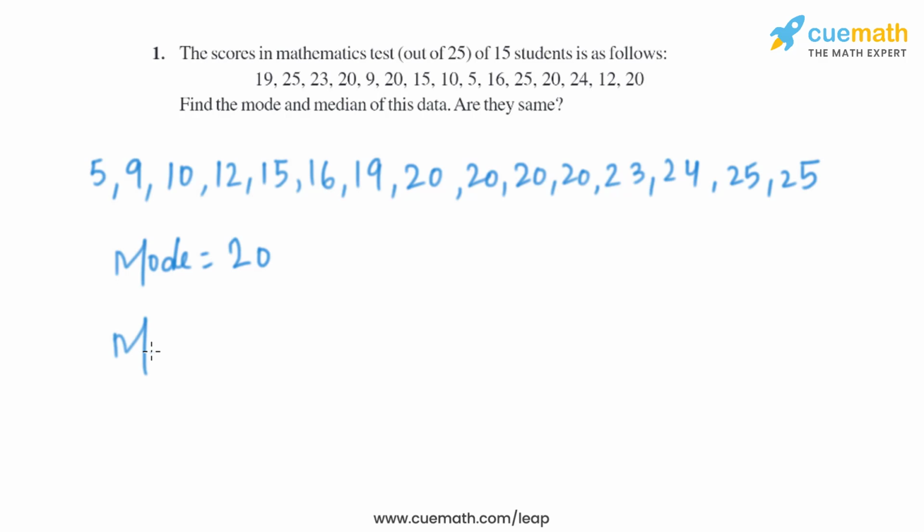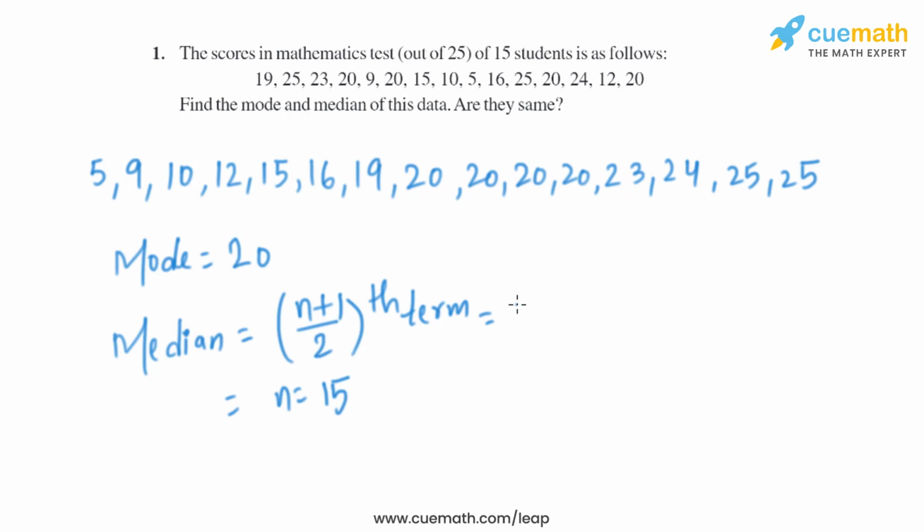Now let's find the median. As there is an odd number of terms, as there are 15 terms, we can use one formula to find the median, that is (n plus 1) by 2th term. Whatever we get, that will be the median. It is given in the question that there are 15 terms, so n will be equal to 15. So it will be (15 plus 1) by 2th term. On solving this, we get 16 by 2, which is the same as the 8th term. So the value we get at the 8th place will be the median.